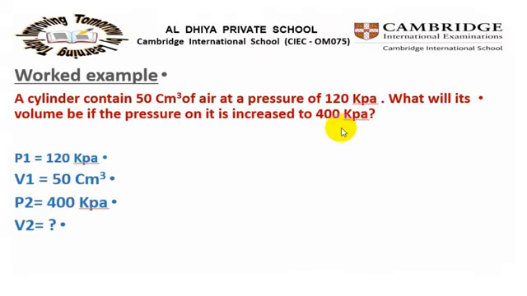Let's answer this problem. If we have a cylinder containing 50 cm³ of air at a pressure of 120 kPa, what will its volume be if the pressure on it is increased to 400 kPa? He gives you the initial volume 50, the initial pressure 120 and the final pressure 400, and he wants you to calculate the final volume.